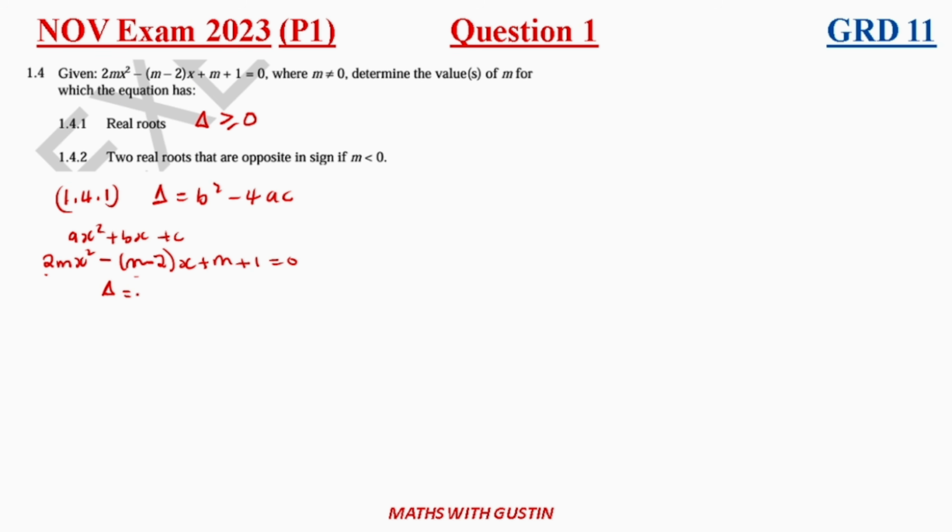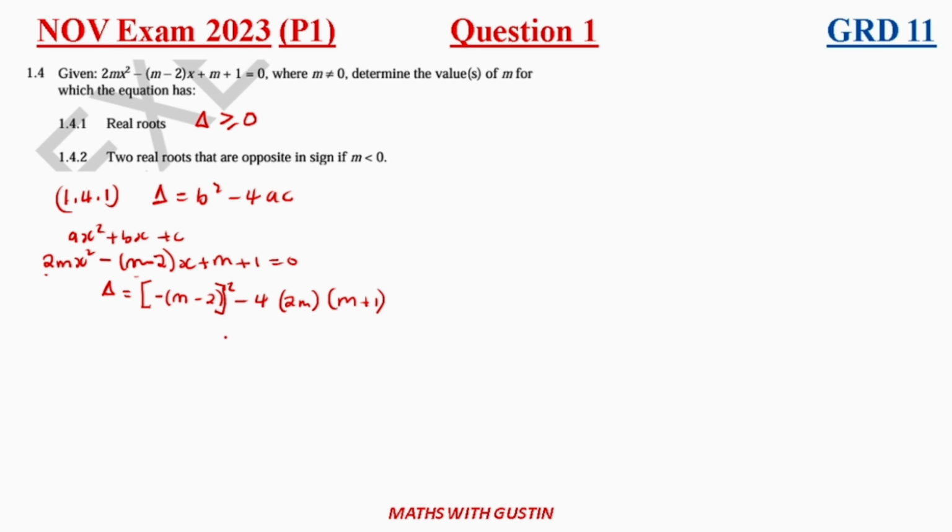Okay, here we go. Discriminant is equal to b. What is b? B is this one here. It is given to us by negative (m minus 2). All of this needs to be squared, minus 4 times a. A is equal to 2m, and then c is given by m plus 1.